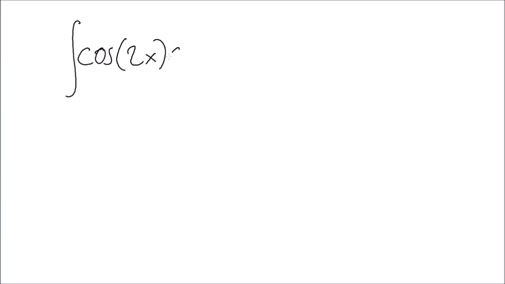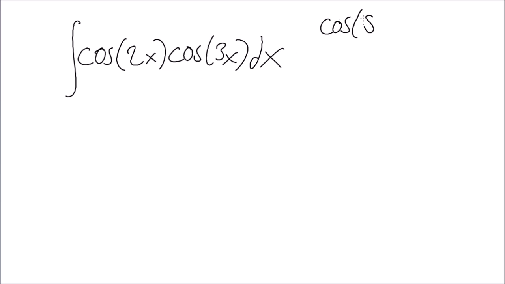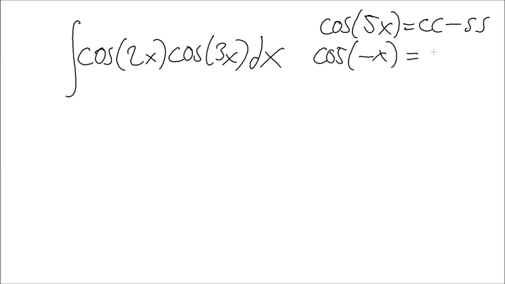Cosine 2x, cosine 3x. It's the twin, the cosine. So that means we're working with cosines. Okay, cosine 5x. That's cosine minus sine, right? If we're adding, then the sign flips. Okay, cosine, all right. And then we subtract them. This is negative x. And so we have cosine plus sine here.